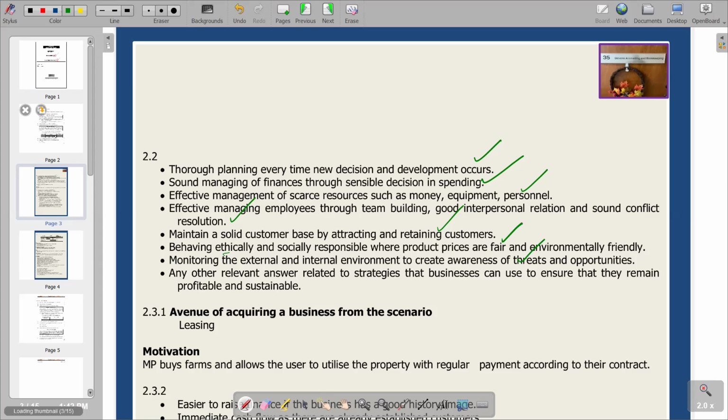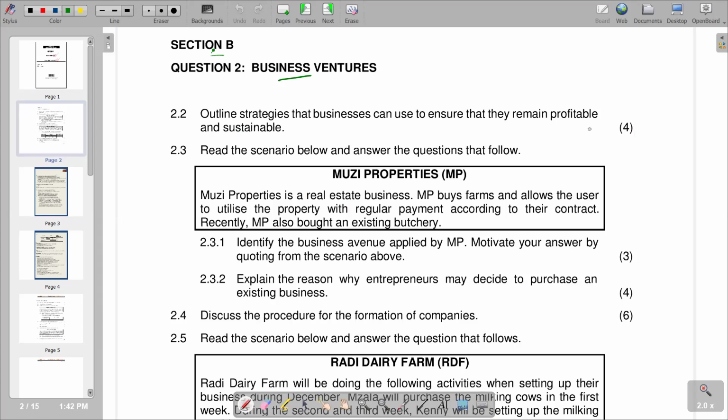Going back to our question, there is no number of points listed, but it is at least 2 points so that you get all the marks. On the second part of the question, 2.3, it reads: read the scenario below and answer the questions that follow. We've got a scenario of Muzi Properties, in brackets MP. Muzi Properties is a real estate business. MP buys farms and allows the user to utilize the property with regular payment according to their contract. Recently, MP also bought an existing butcher. This is the scenario that you're given.